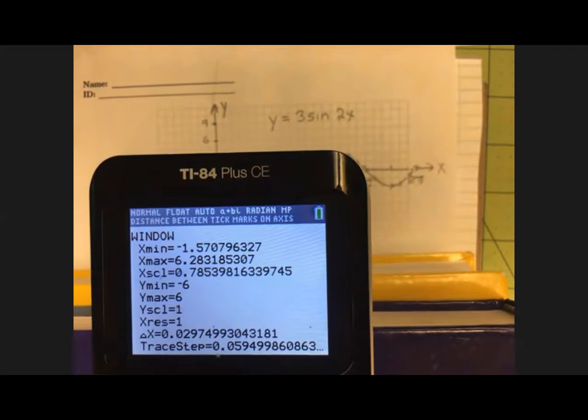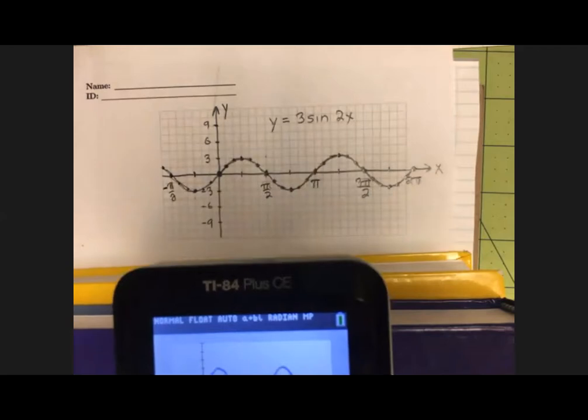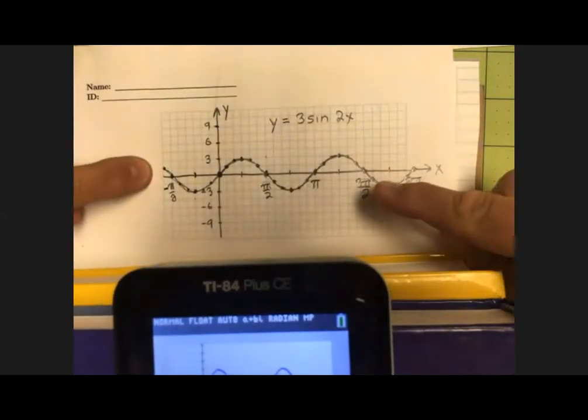How does this look compared to what we drew? That looks much nicer. In fact, that's almost a dead ringer for what we drew, right? Except the fact I went a little bit over on the left side here.